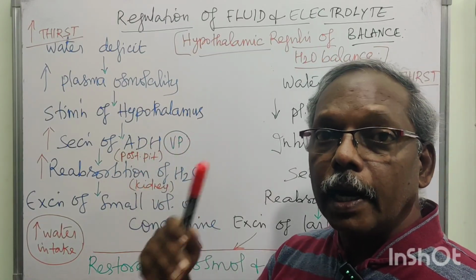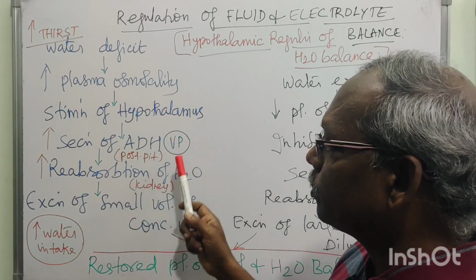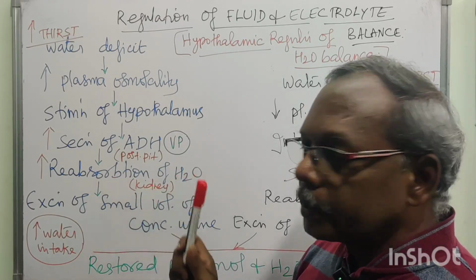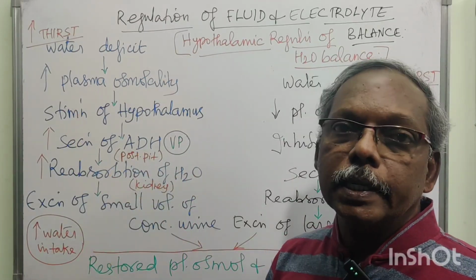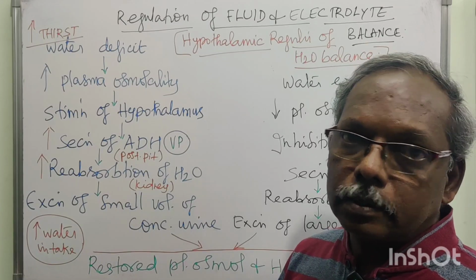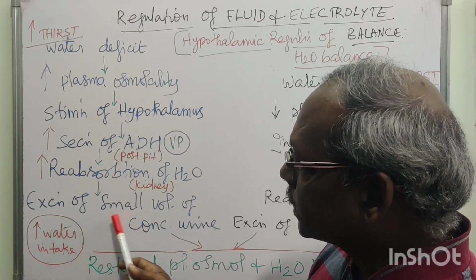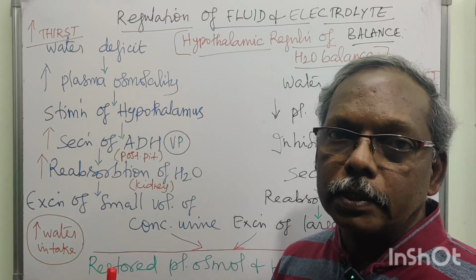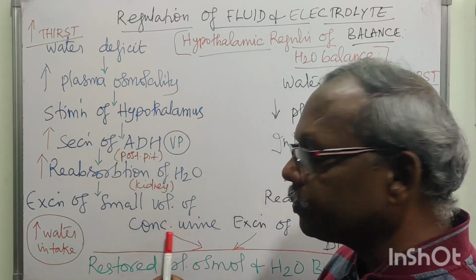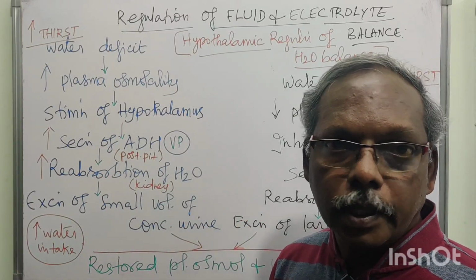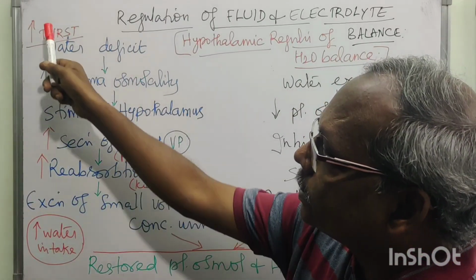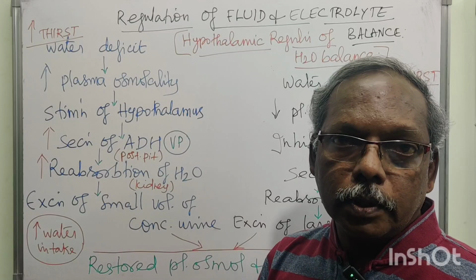The name itself, antidiuretic hormone, or otherwise vasopressin. Then it stimulates the kidney to increase the reabsorption of water. Finally, excretion of a small volume of concentrated urine. We have to retain the water, that is why there is excretion of a small volume of concentrated urine. This is one situation. Here the water intake will be more because the thirst is more.